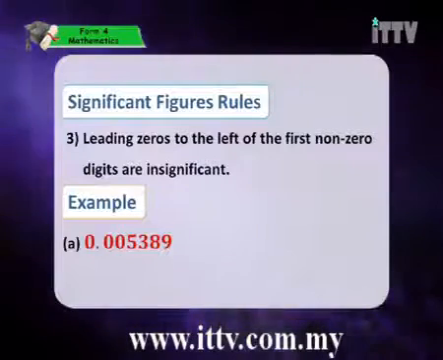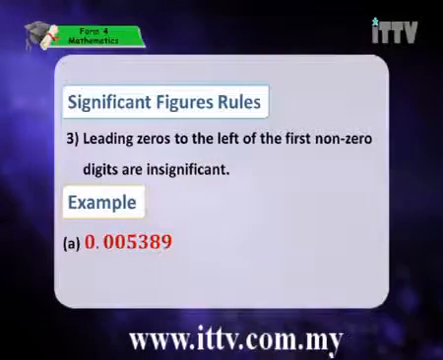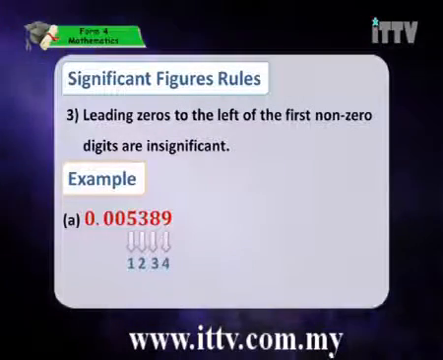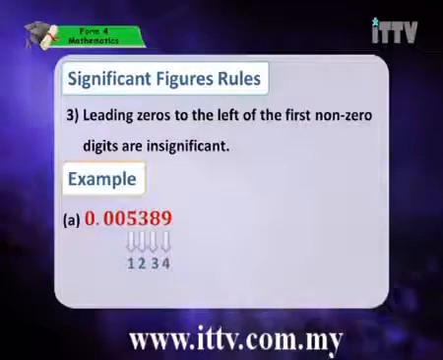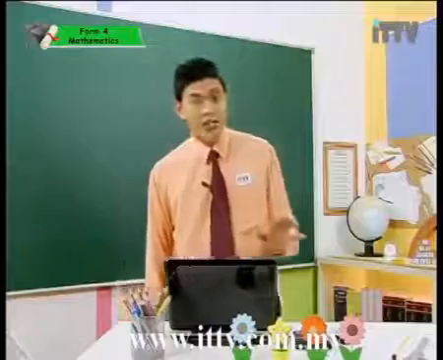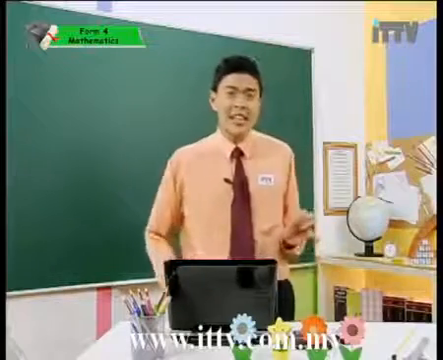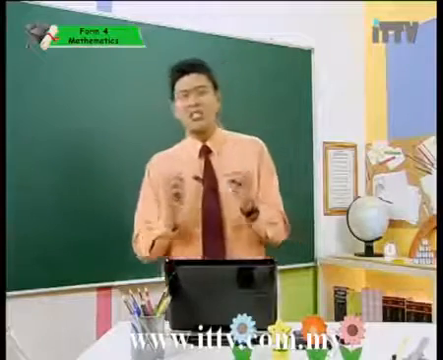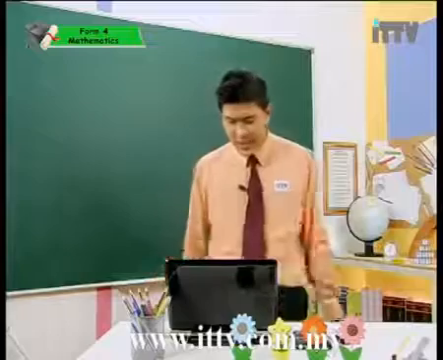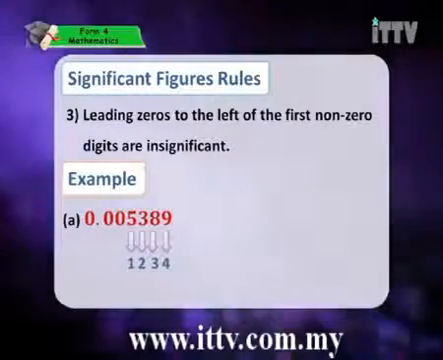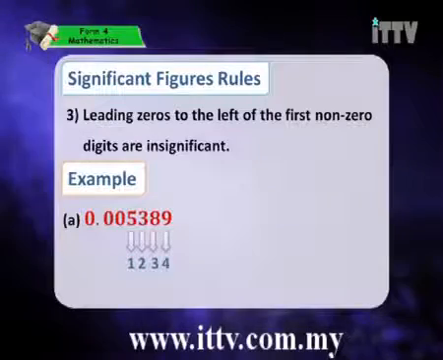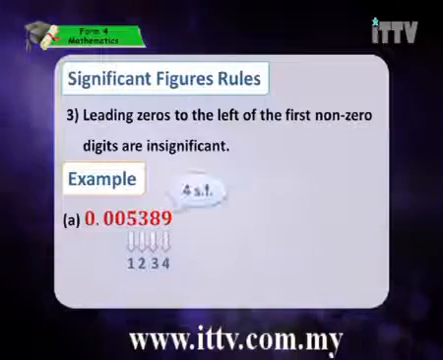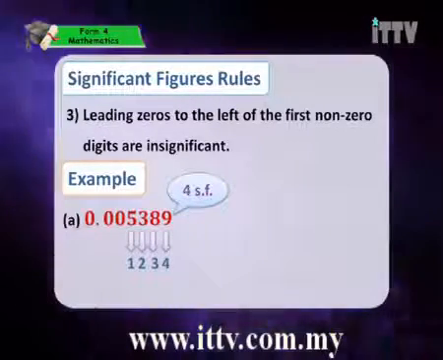Alright, now let's look at example A, 0.005389. Look at the rule. We know that 5389, these are 4 significant digits already. But are the zeros before the 5 significant or not? Well, they are not, because rule 3 says that leading zeros, meaning zeros before a non-zero digit, are not significant. So this number only has 4 significant figures, starting from 5, 3, 8, 9. But this whole number is said to have an accuracy of 4 significant figures.